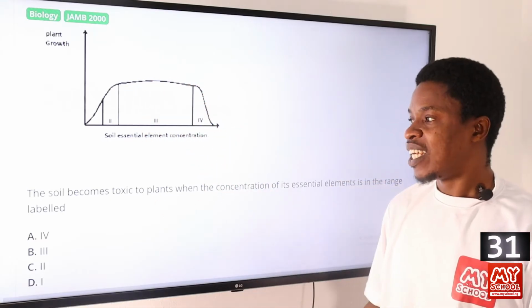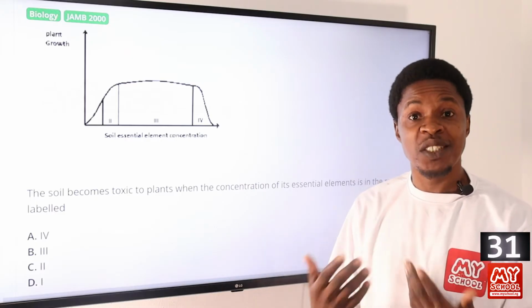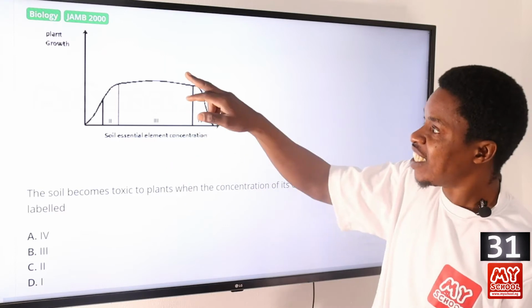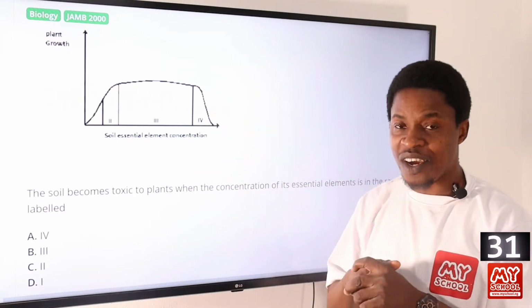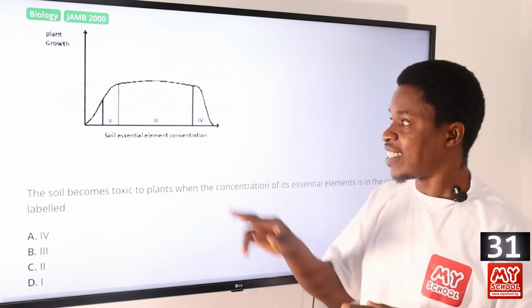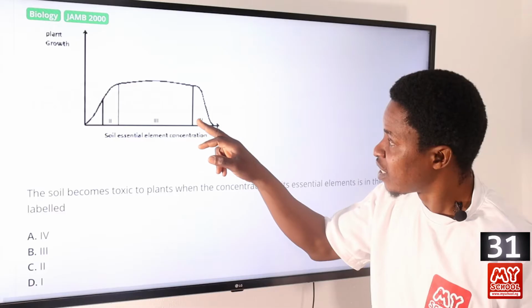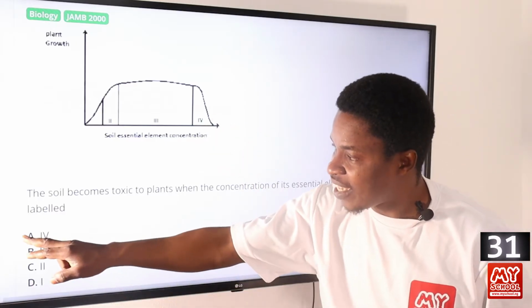Where do you think the soil is going to become toxic to plants? It is when the plant begins to die. That is the stage where it becomes toxic to them, so that they can no longer survive in that environment. And that is this point, which is IV. So the option here is IV. Option A is the correct answer here.